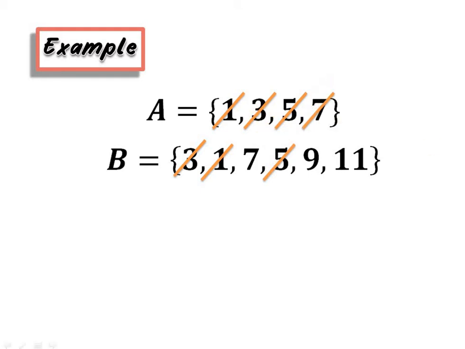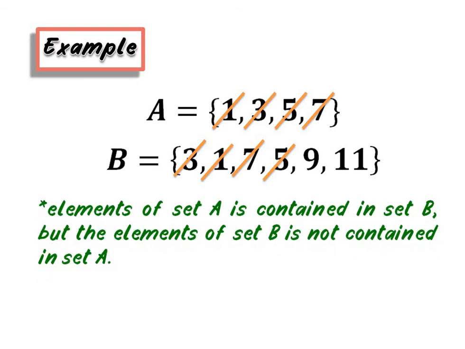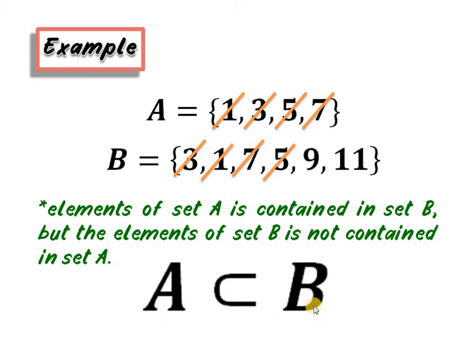Good job. You will notice that all of the elements of set A are all marked, but the elements of set B are not. Since the element of set A is contained in set B, but the elements of set B is not contained in set A, we can conclude that A is a proper subset of B. Now let's proceed with the improper subset.